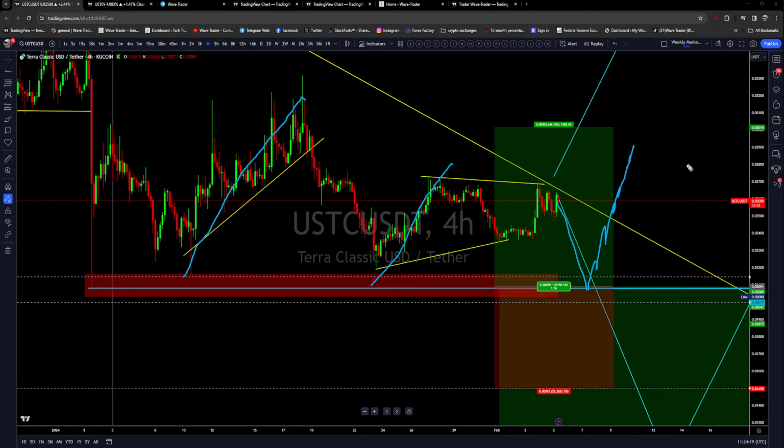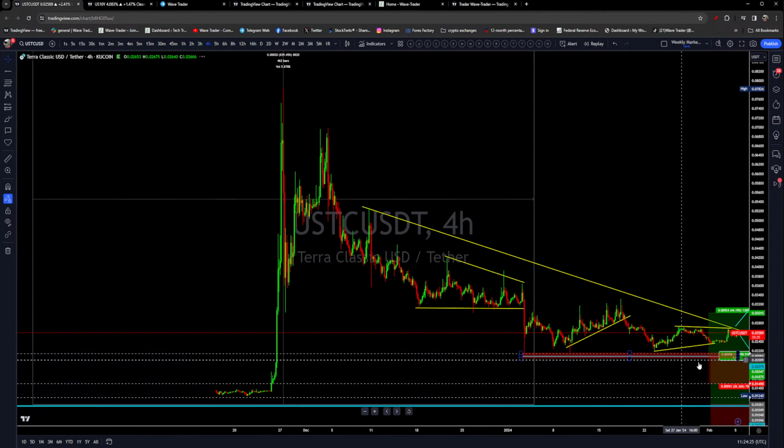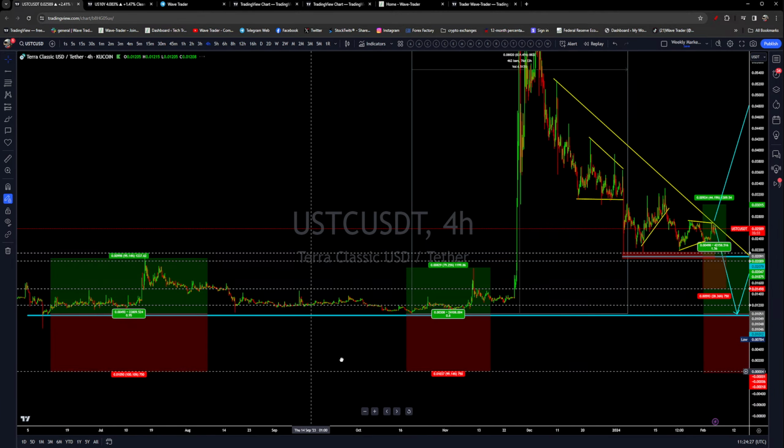you are still looking for at least a 1-to-1 risk reward ratio trade over there. And if it starts rising very aggressively to the upside, then you can extend your target. The ideal target is going to be this previous low again.